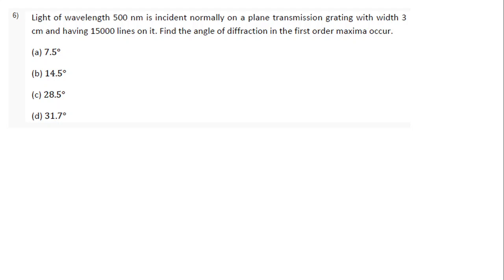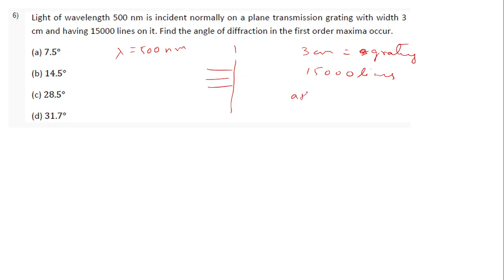Question number 6. Light of wavelength 500 nanometer is incident normally on a plane transmission grating with width 3 centimeter, and the lines are 15,000 lines. This is not the width of spacing, this is the width of the grating. The whole grating is this. That means 15,000 lines per 3 centimeter, so the grating element will be 3 divided by 15,000 centimeter. Find the angle of diffraction of the first order maximum.